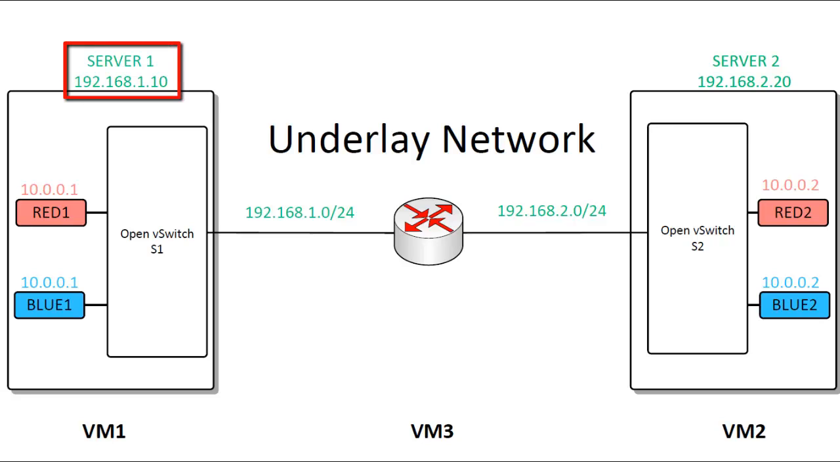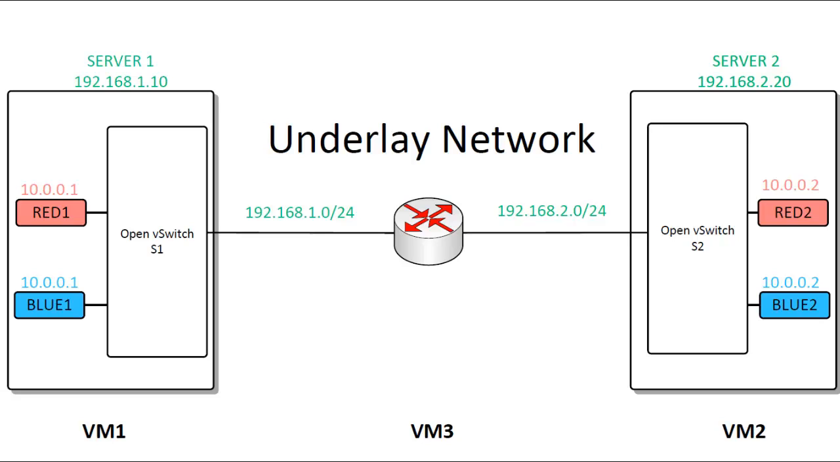Server 1 has IP address 192.168.1.10. Server 2 has IP address 192.168.2.20. Since they are in different subnets, there is a router in between them for IP reachability. Server 1 and Server 2 are both using Open vSwitch for networking between VMs.